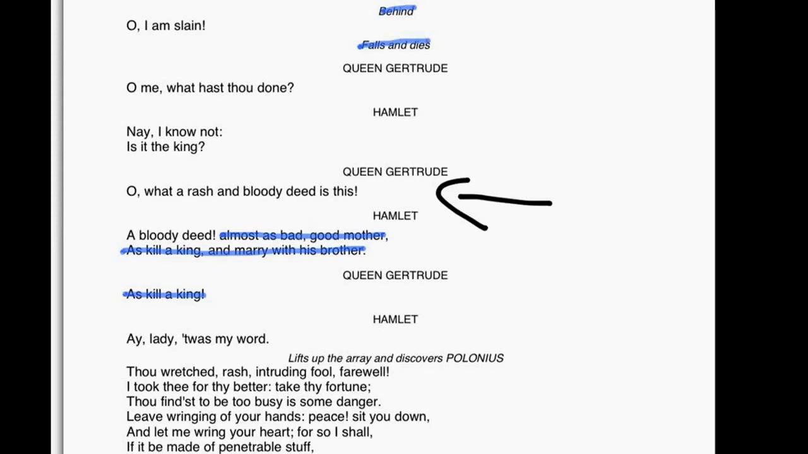It's quite interesting. After this, that point never comes back up again. Hamlet never asks her whether she knew that Claudius killed King Hamlet. And she doesn't come back to it. She doesn't ask whether King Hamlet was murdered. So it's quite significant.